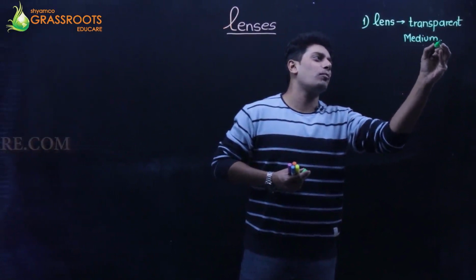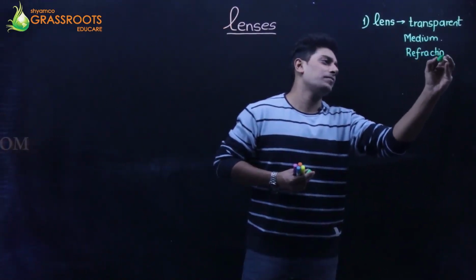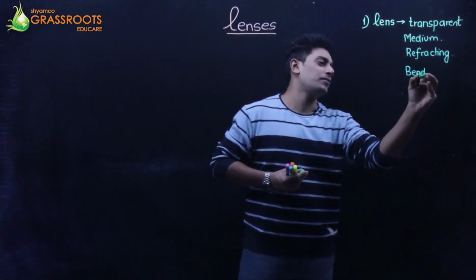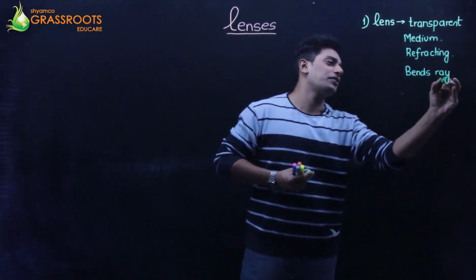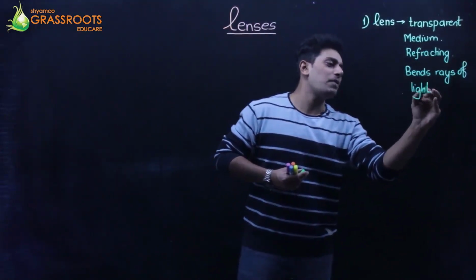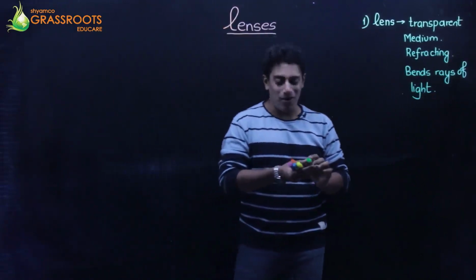Second thing which I can talk about, it is a refracting surface. And third, it bends the ray of light which falls on it. So three key points about a lens.